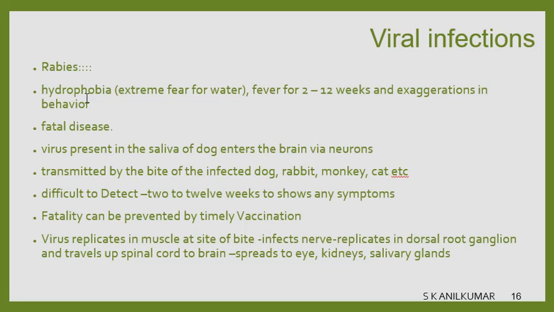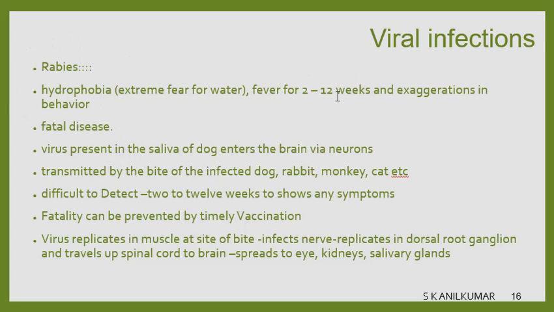What does it actually do? The virus replicates in a muscle at the site of the bite and then infects the nerve and then replicates in the dorsal root ganglion of the nerves, and then the virus travels up to the spinal cord and then to the brain, and from the brain on the way back it spreads to eyes, kidneys, salivary glands, everywhere. This is the problem. When it affects the salivary glands, we come to know that this person is having a problem with rabies. It takes 2 to 12 weeks.